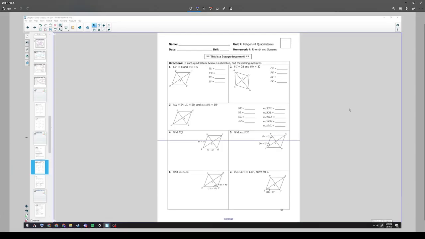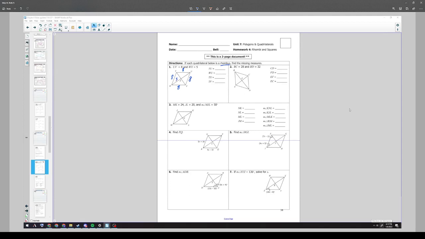Rhombi. All right, so we have a rhombus right here, and we have UV equal to 8. That tells us that all four sides are equal to 8 because it says the shape is a rhombus. That's given. So this is 8, 8, 8, 8. And it says WX is 5.